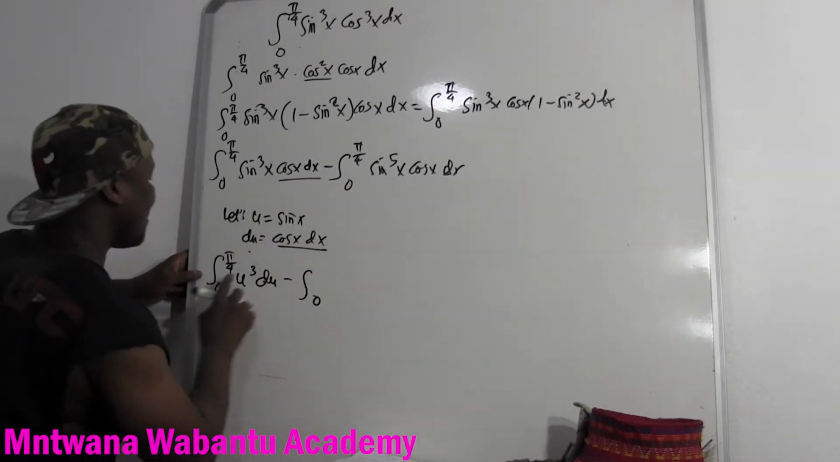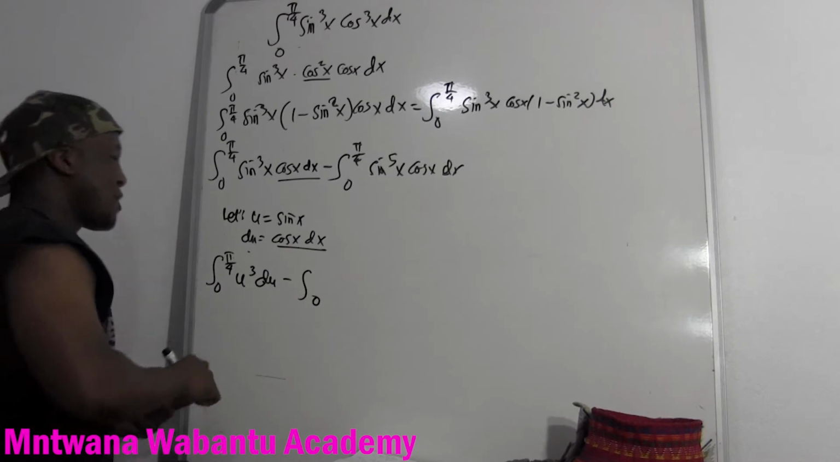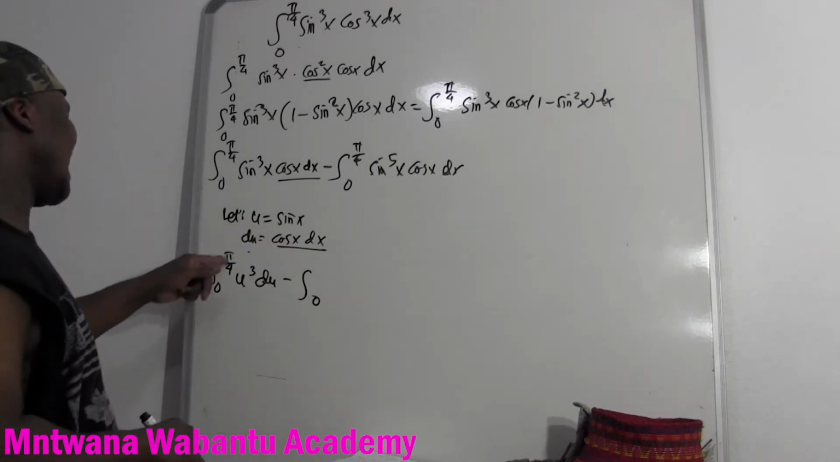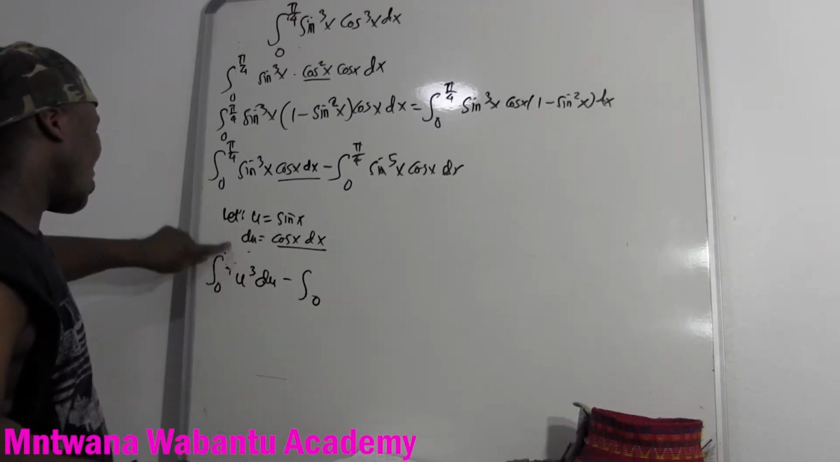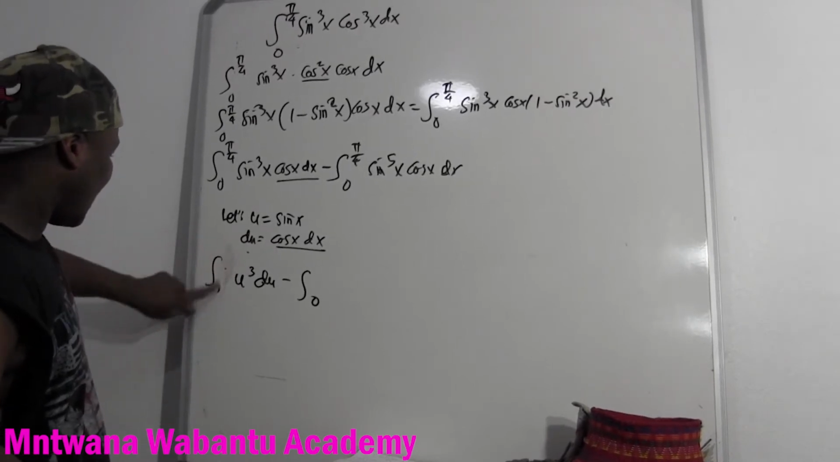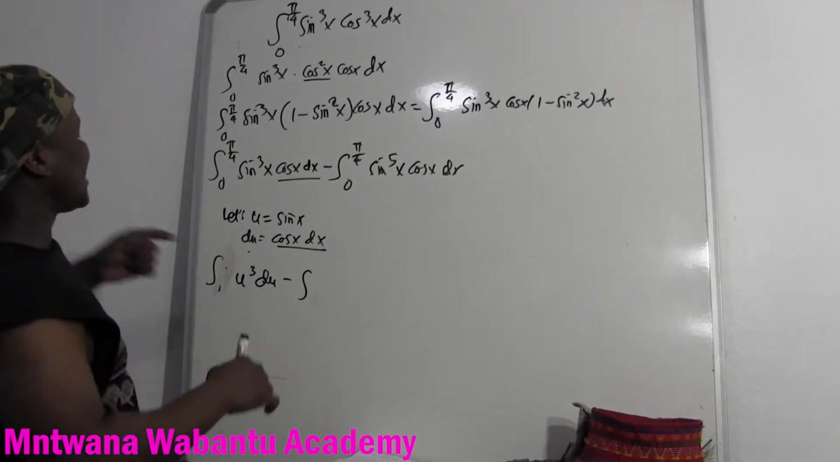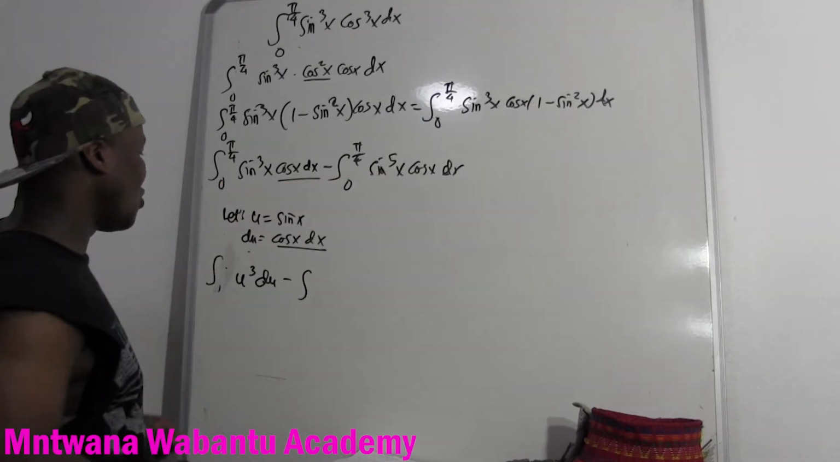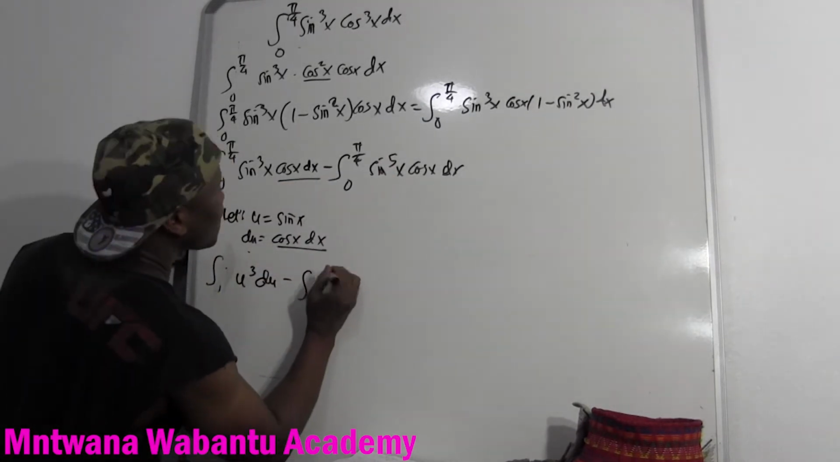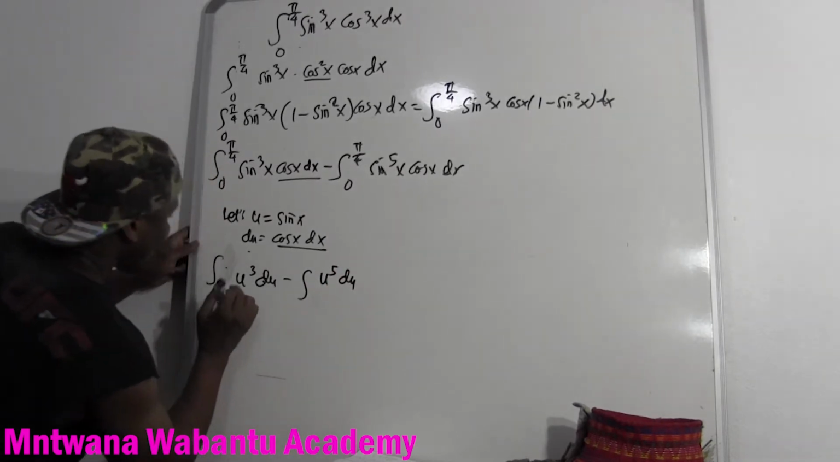This limit you can leave for now, because everything is now in terms of u, so this is not the right limit. You can just leave it and substitute later. These are limits of x, and now we have u. This is going to be u power 5 du. This is the power rule.